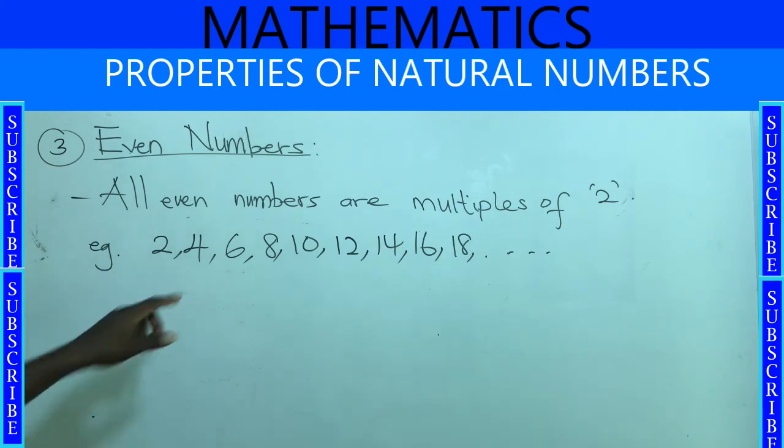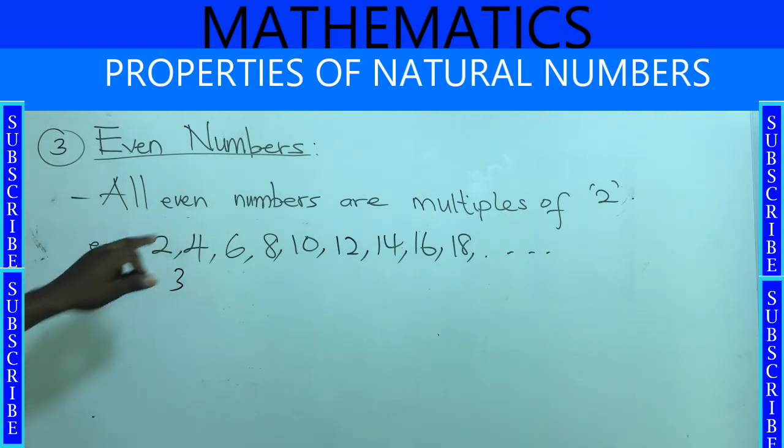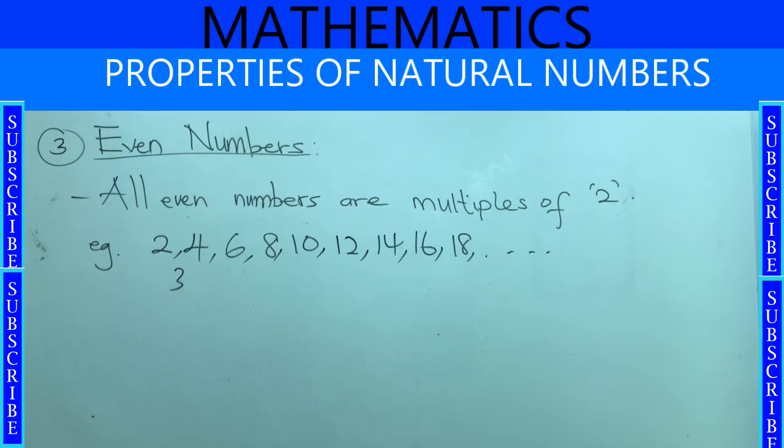Supposing we have 3 over here, 3 is not going to be an even number, because when you are writing down the multiples of 2, you are not going to have 3. It won't exist in the multiples of 2. I believe you understand. Good. So all even numbers are multiples of 2, and all even numbers are divisible by 2. I believe you are with me.